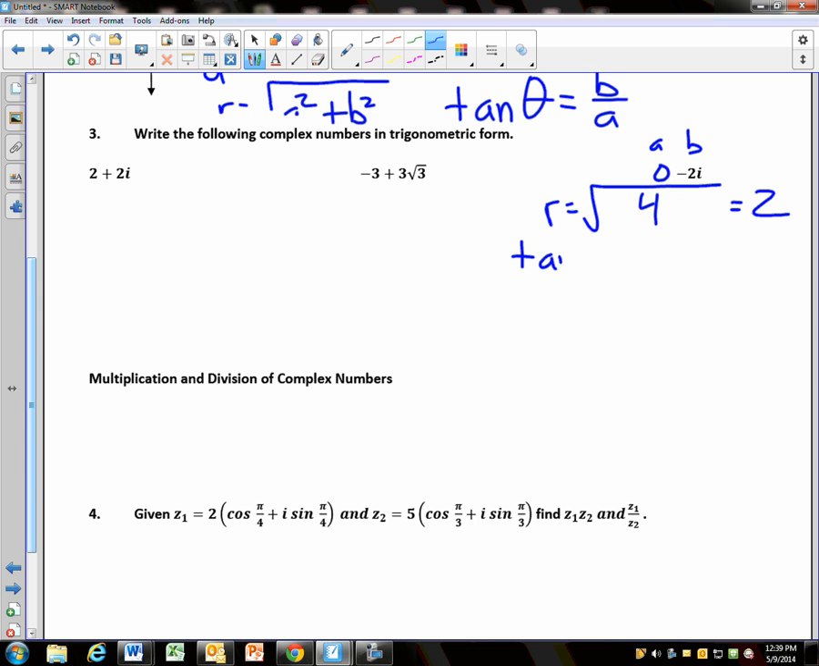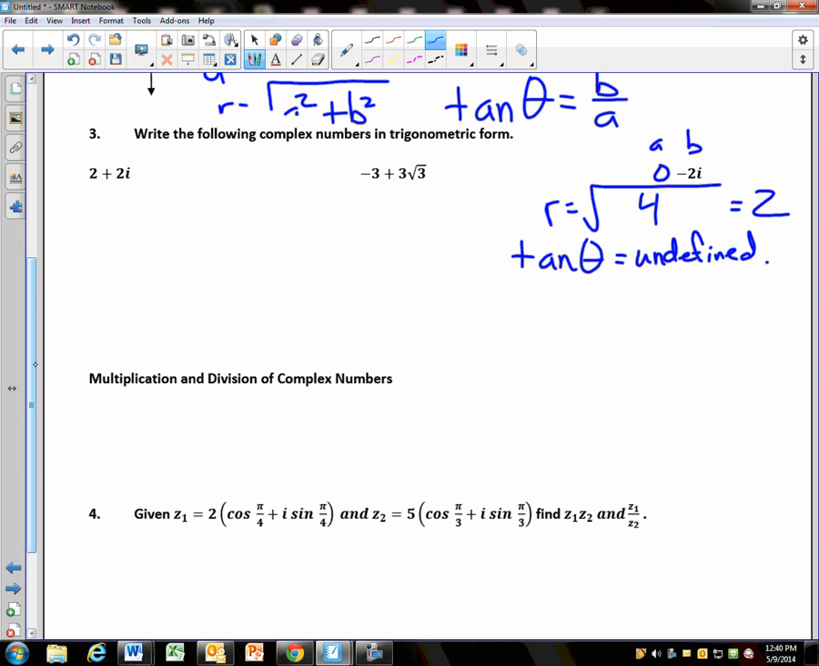Then I set up the tangent of theta is equal to b divided by a. What's b over a? Undefined. Anything divided by 0 will be undefined. Where is tangent undefined? 90 and 270. Which am I talking about if I'm talking about 0 minus 2i? Is that 90 or 270? 270 because you're going 0 and then down 2, not up 2. Up 2 would be at 90, down 2 would be at 270.